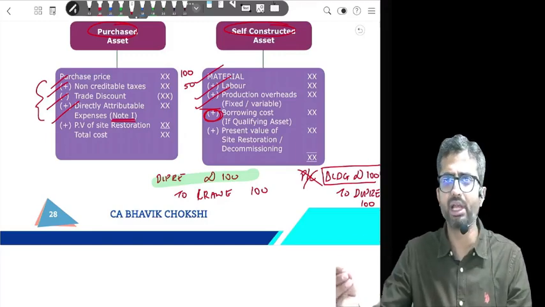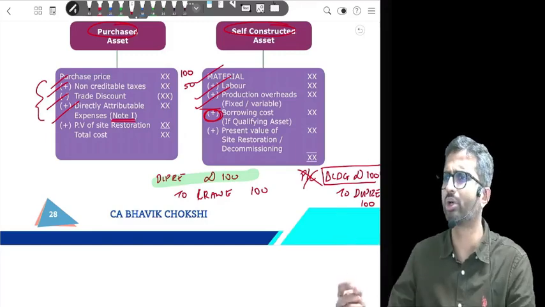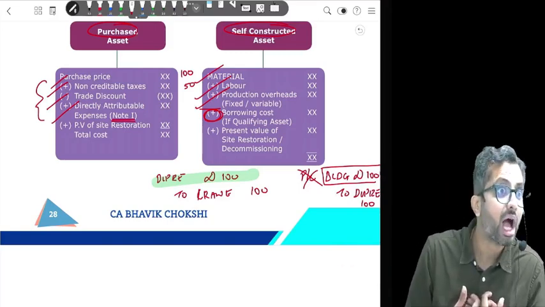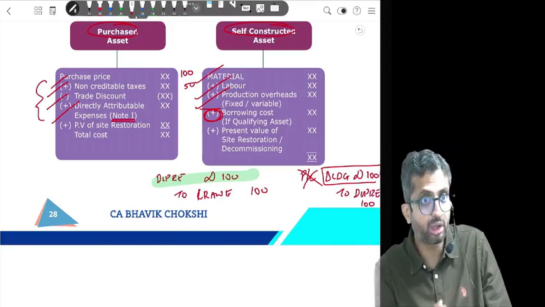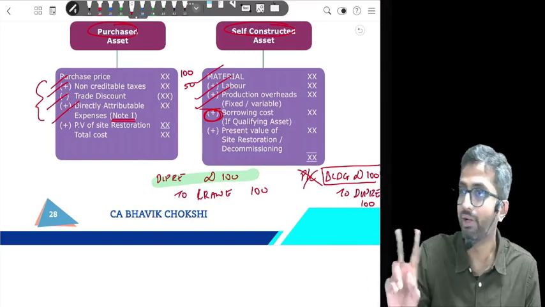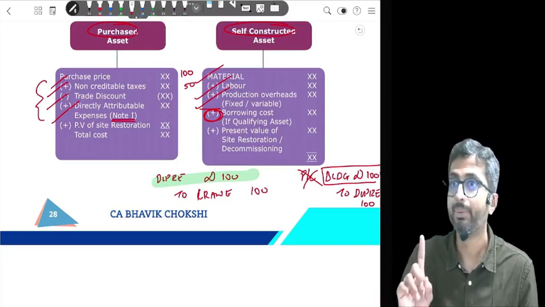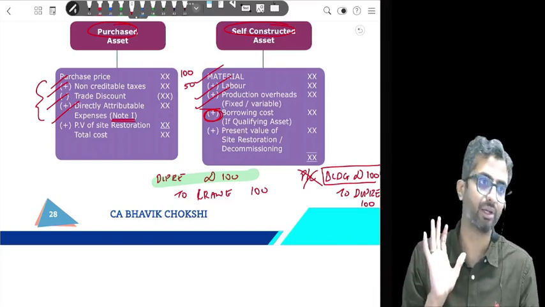But if I'm, let's say, assembling a machine which is going to take only 2 months, my story is the same, I still don't have money. I take a loan, pay interest for 2 months. Will that 2 months of interest be capitalized? Where will that interest go? Why? It is not a qualifying asset.